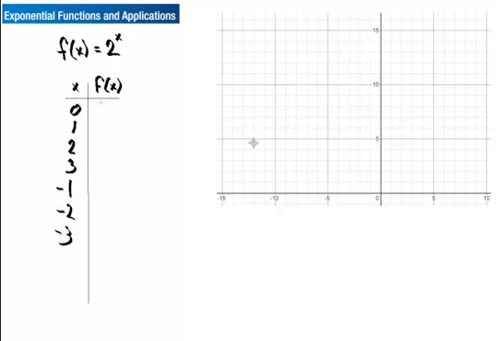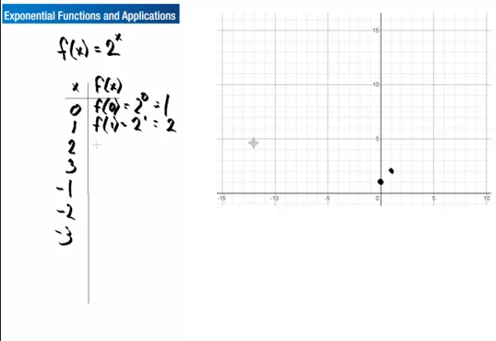This reads f of 0. So f of 0, meaning I plug in a 0 for x. So that's 2 to the 0. Well, 2 to the 0 is a 1. So I have the point (0, 1). Draw a dot. f of 1, that means 2 to the first power. So that's just going to be a 2. So I have the point (1, 2).